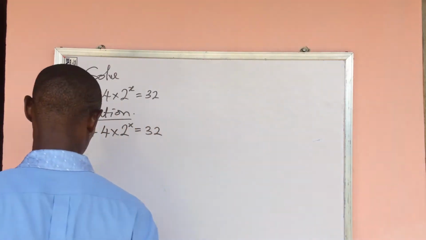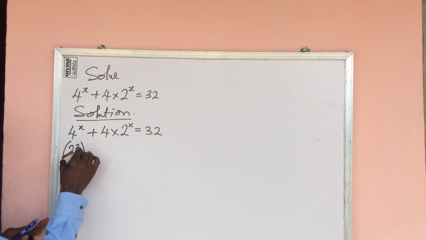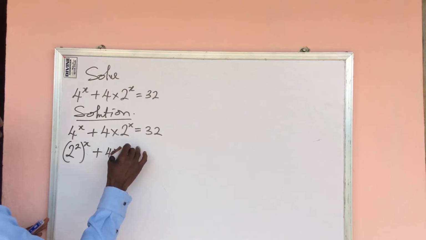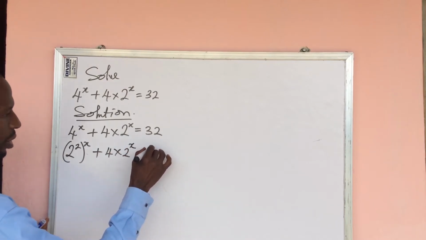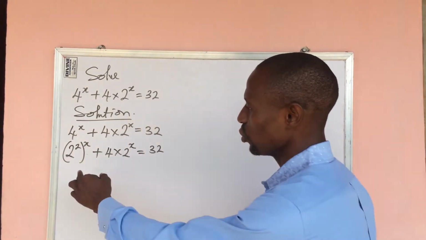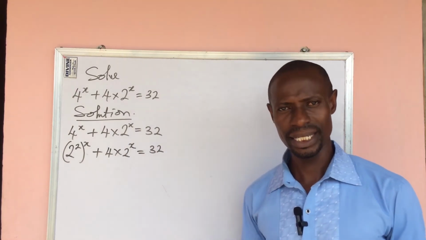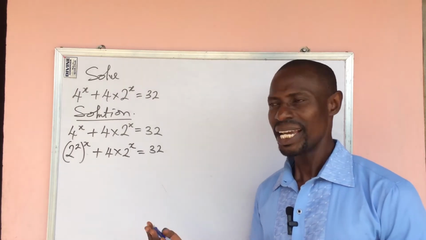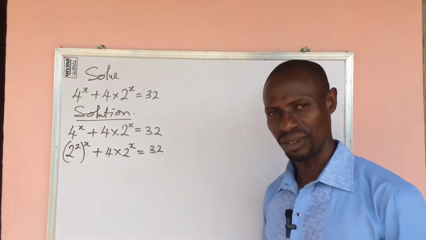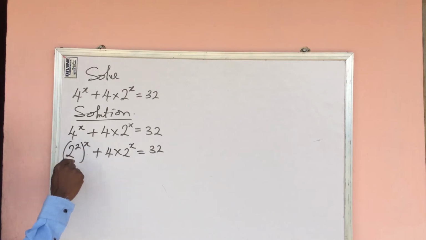So we can now go ahead to express this as 2 to the power of 2 all raised to the power of x plus 4 times 2 to the power of x all equal to 32. Very nice. Because 2 to the power of 2 will give us 4. So we have not really changed anything in the system. Whatever we have in the first expression is still same as we have in the second expression. So from here, let's go and open this bracket.